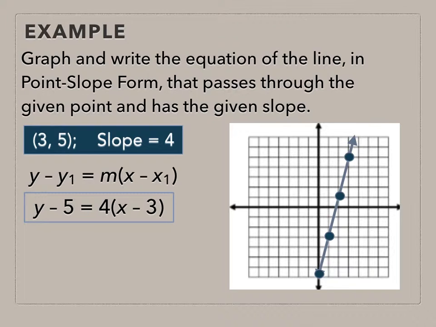To see that I did not make a mistake, I could rewrite this equation in slope-intercept form by distributing the 4 inside the parentheses and now adding 5 to both sides, and then just checking that my y-intercept of -7 looks correct, and that is correct.